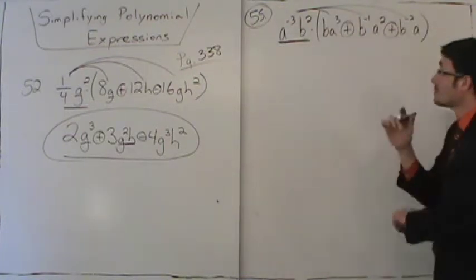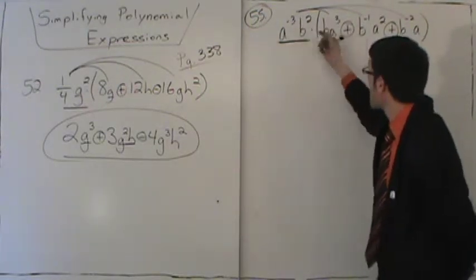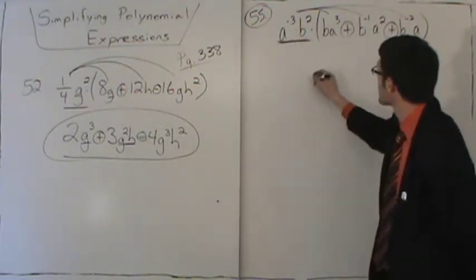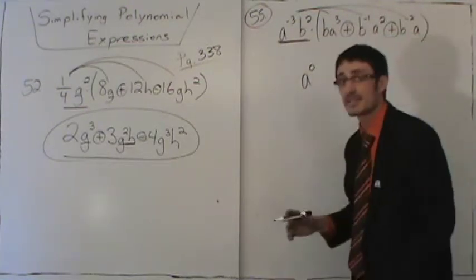So now we're just going to multiply the a to the third times the a cubed. Now what is negative 3? We're adding exponents. What is negative 3 plus 3? Negative 3 plus 3 gives a to the 0. Now we have to discuss this for a minute.